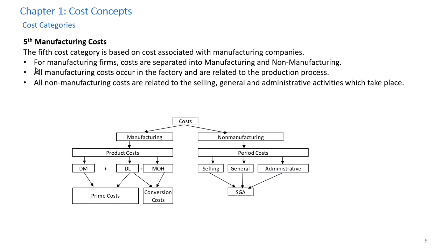The fifth cost category is based on costs associated with manufacturing companies. For manufacturing firms, costs are separated into manufacturing and non-manufacturing. All manufacturing costs occur in the factory and are related to the production process. All non-manufacturing costs are related to the selling, general, and administrative activities which take place. We refer to selling, general, and administrative activities as SG&A costs.